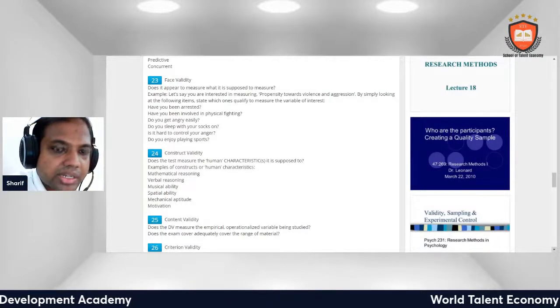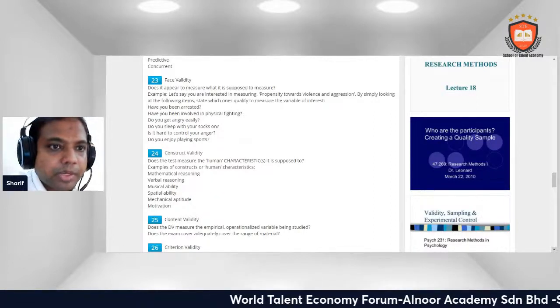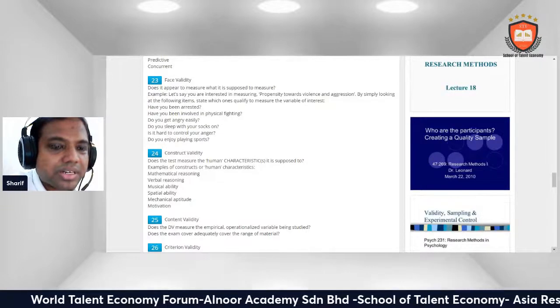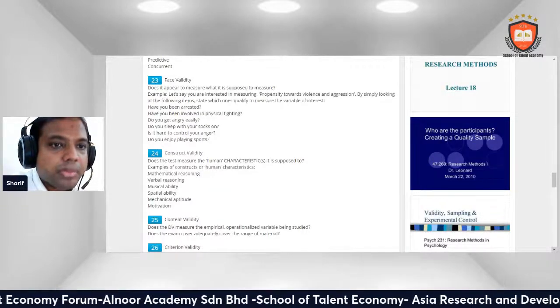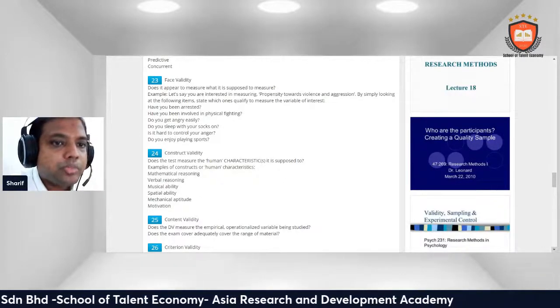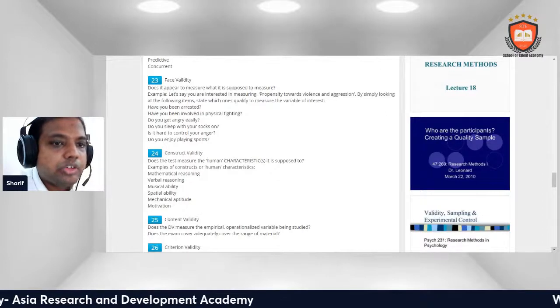Example, let's say you are interested in measuring propensity toward violence and aggression. By simply looking at the following items, state which ones qualify to measure it. Have you been arrested? Have you been involved in physical fighting? Do you get angry easily? Do you sleep with your shoes on? Is it hard to control your anger? Did you enjoy playing sports?